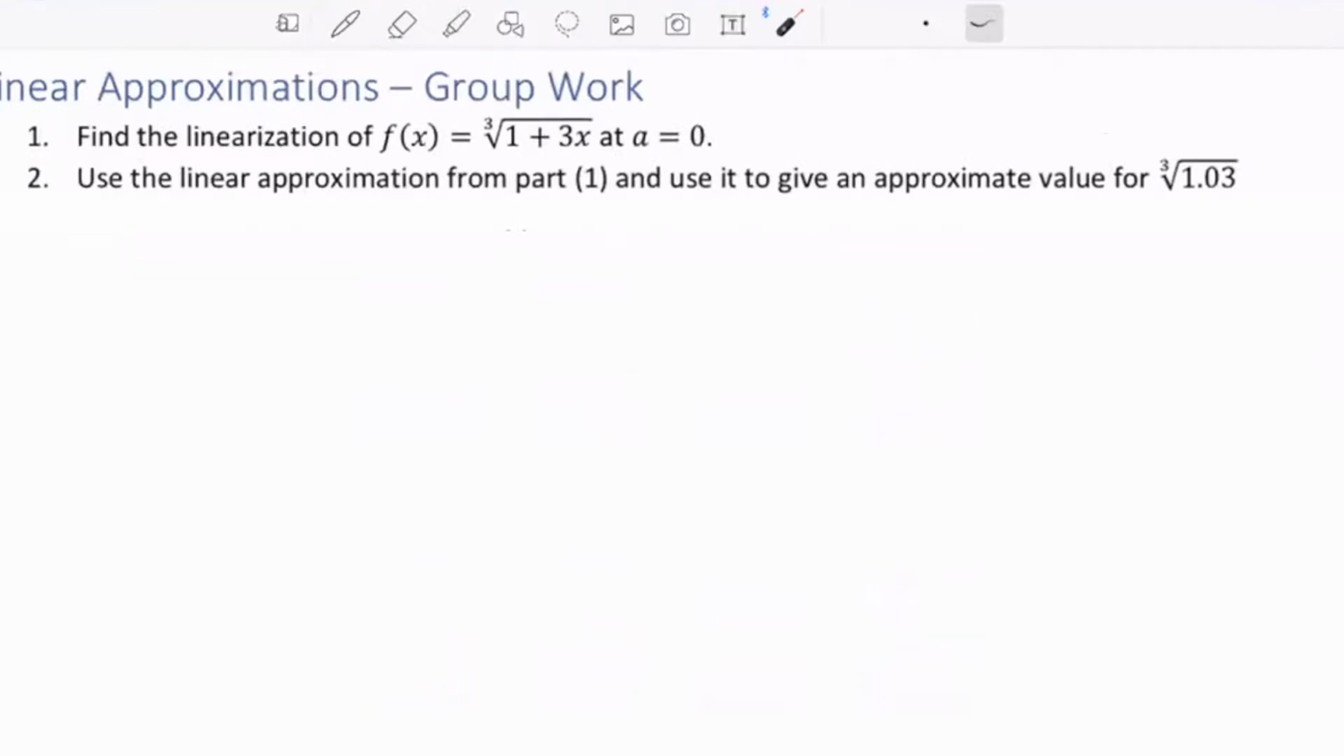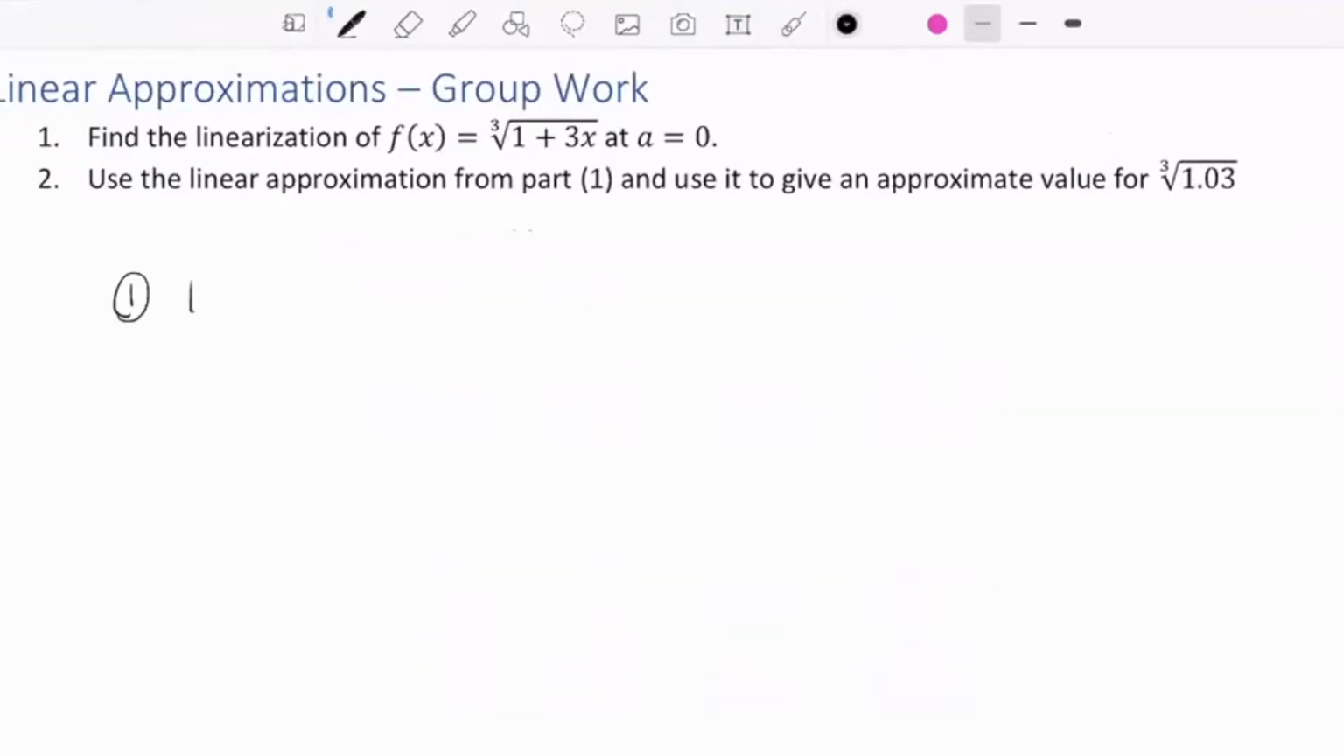So this is the example I was talking about. Let's find the linearization of f of x equals the cube root of 1 plus 3x at a equals 0. From the last part that we just chatted about, the linearization of a function is given by L of x equals f of a plus f prime of a times x minus a.